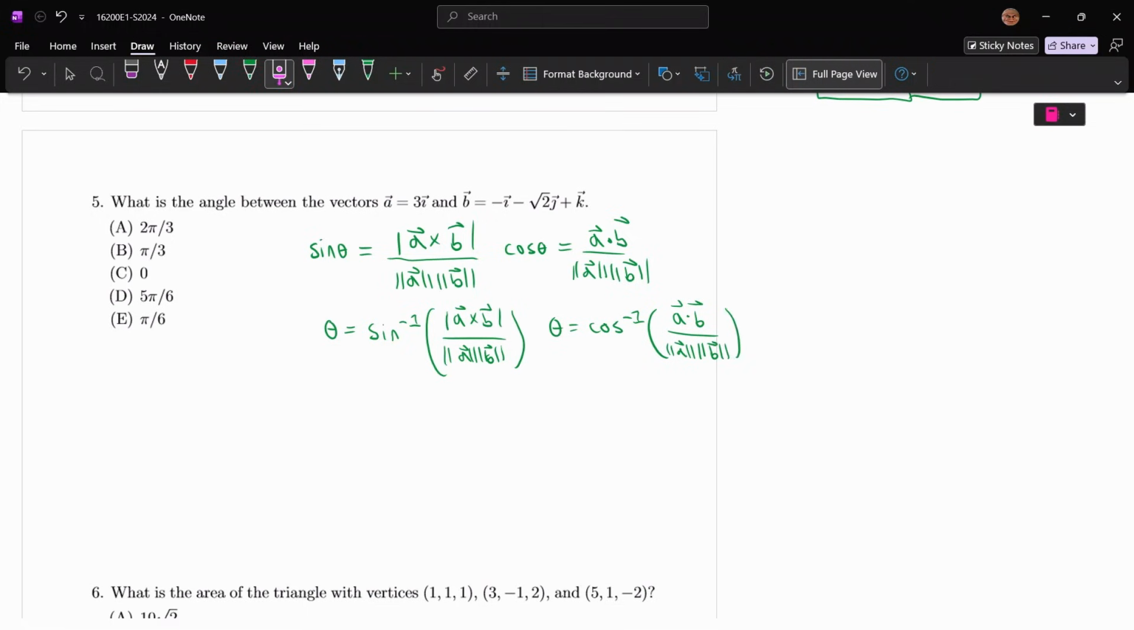Me personally, I would much rather use this relationship for this question than this one, because we're dealing with a dot product instead of a cross product, and cross products are a lot more computationally intensive than dot products. So for this question, I'm going to use the cosine relationship. The next thing I'm going to do is rewrite the vectors given to us in a more conventional notation to make it easier to do the computation.